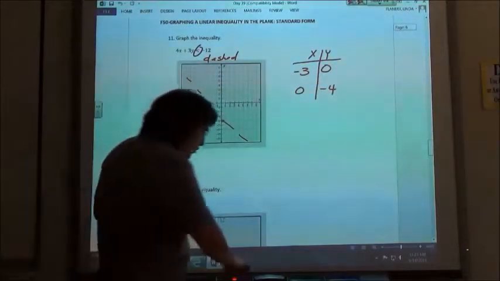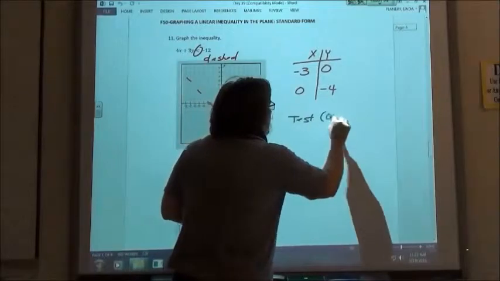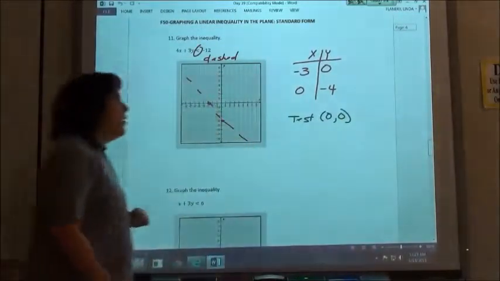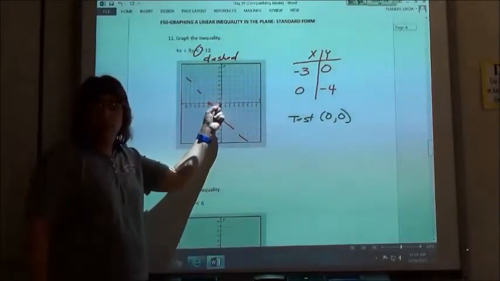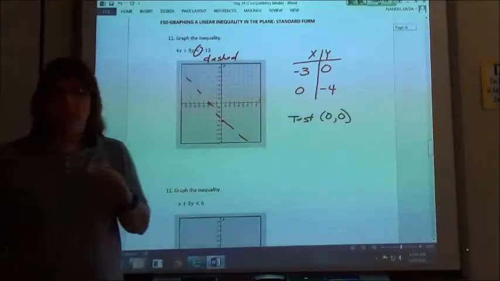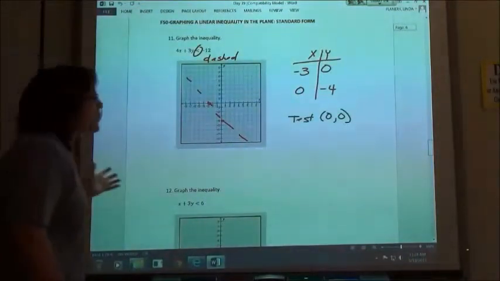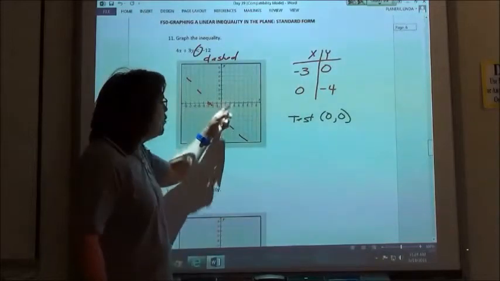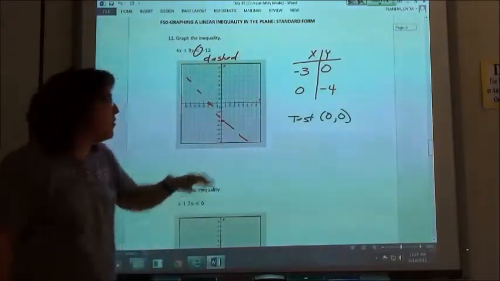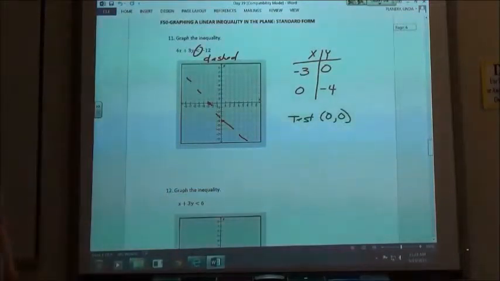So what we're going to do is test. We're going to test the point 0, 0. Why are we going to test 0, 0? Well, first of all, pretty much everybody knows where 0, 0 is on the graph. I hope you know where 0, 0 is on the graph. And it's easy to test. You could really pick the point 5, 6 if you wanted to, or 2, negative 3, or whatever value you want to use. I'm going to test the point 0, 0 because it's easy.